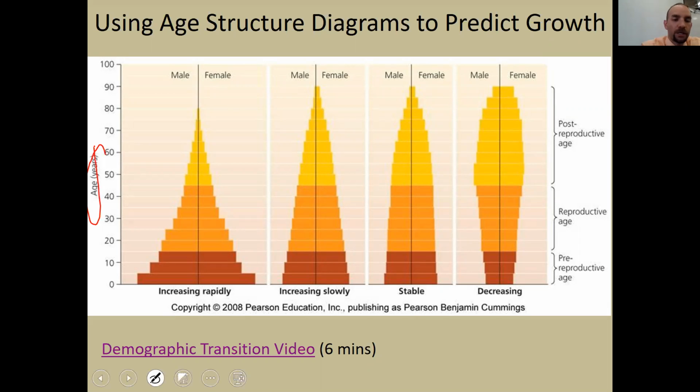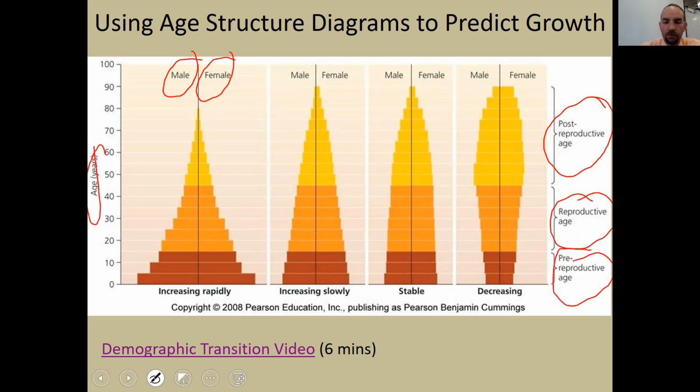So what we want to look at is we have age, and we have male and female on the left and right-hand side, right? We can also look over here. We have post-reproductive, reproductive ages, pre-reproductive ages, right? So what we want to look at is what do these shapes really tell us, right?